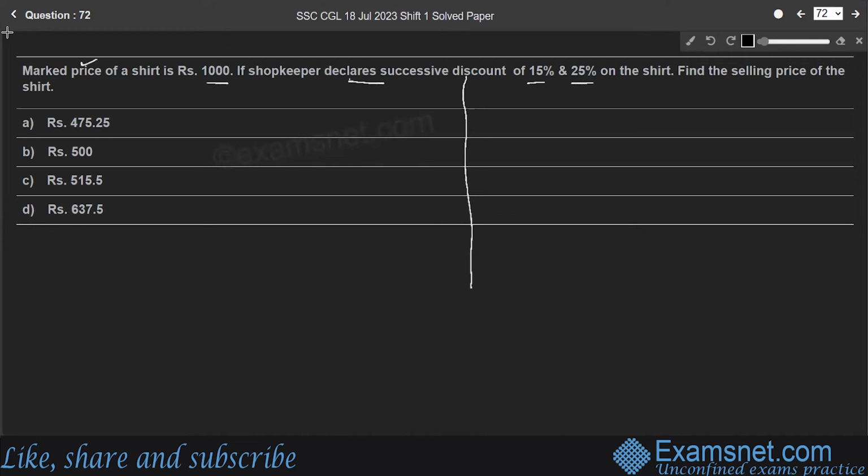One is directly taking two successive discounts together. Here marked price is given 1000 rupees and successive discounts are D1 is 15% and D2 is 25%. So you can directly take two successive discounts together to find selling price. Otherwise, separately consider two discounts. So first consider the first discount of 15% and find the selling price. And again, consider the second discount on the new selling price. So let us go to the first step.